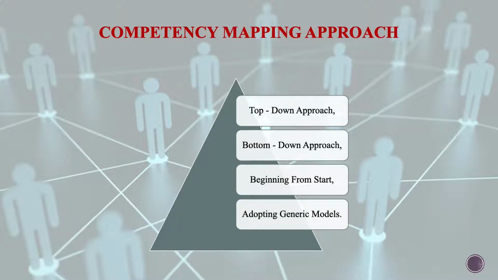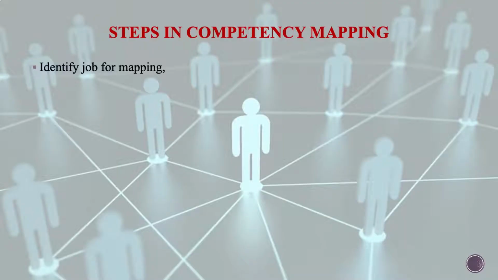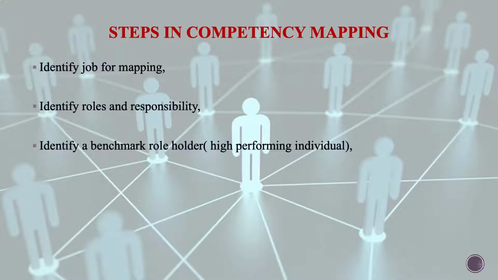After having discussed the approaches, let's discuss the steps in competency mapping. The steps in competency mapping include: first, identifying the job to be mapped. We then go on to identify roles and responsibilities through the job description. We then identify from superior performers the behavioral and functional aspects required to perform a given job or role in a superior manner.